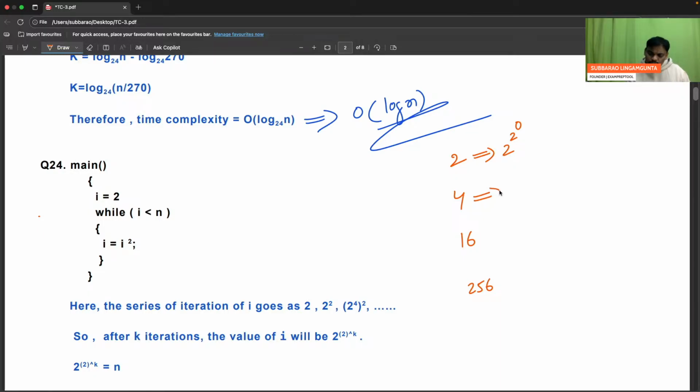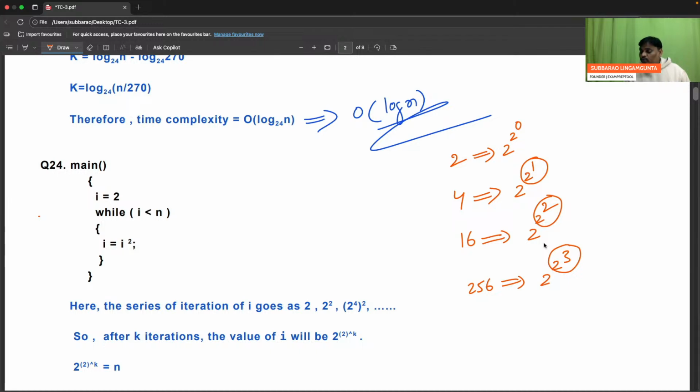If you want, you can check. 2 power 1 is 2. 2 power 2 is 4. This one, if you observe: 2 power 2 square, 2 square is 4. 2 power 4 is 16, which can be written as 2 power 2 cube. 2 cube is 8, and 2 power 8 is 256.